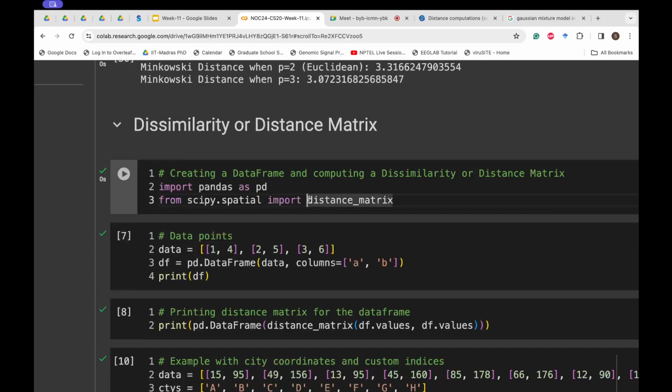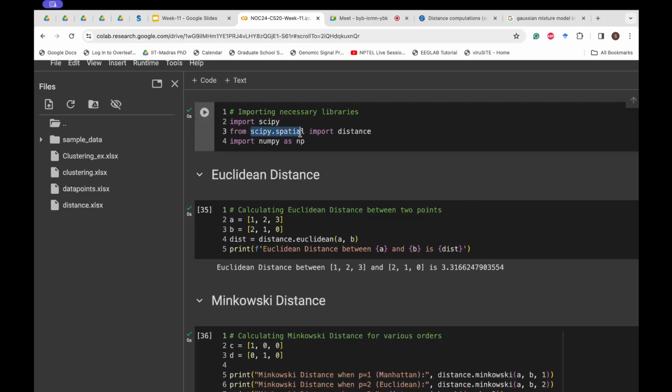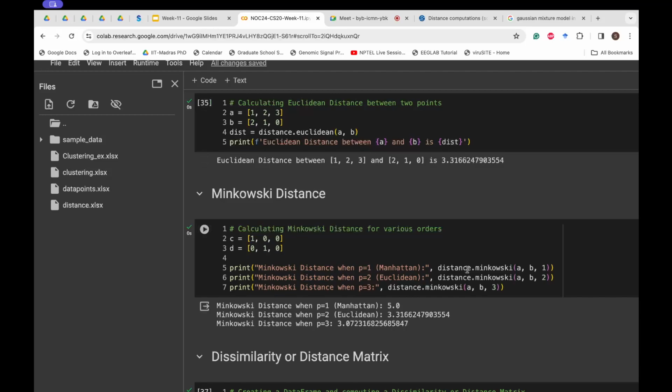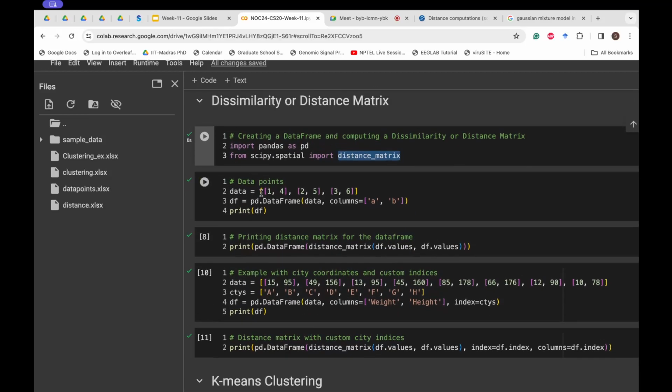in scipy.spatial, you have this distance matrix. Similarly over here, from scipy.spatial we use distance to compute Euclidean distance and Minkowski distance. And in the same module scipy.spatial, we have this distance matrix which is used to compute the pairwise distance matrix between the given data points. In this case we have these 3 data points: 1, 4, 2, 5, 3, 6. Let me quickly run this.